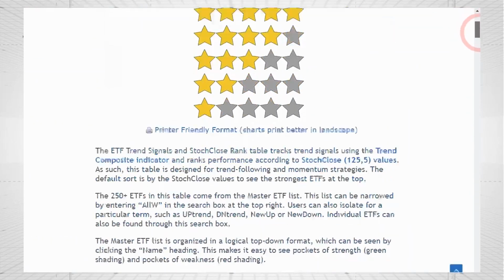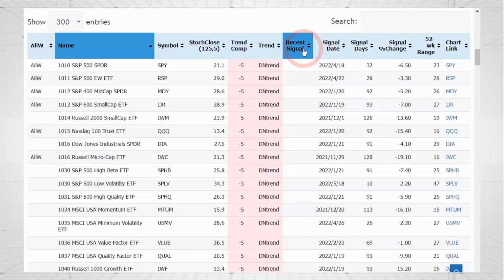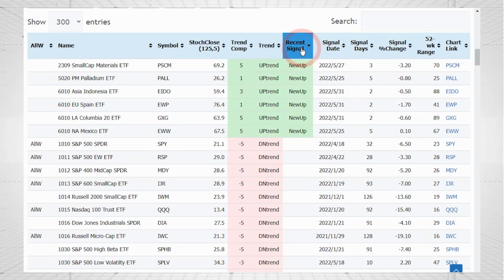And we also have a neat little sort that you can do for the recent trend composite signals, and there are the new uptrends available to subscribers, as well as a chart link on the right.